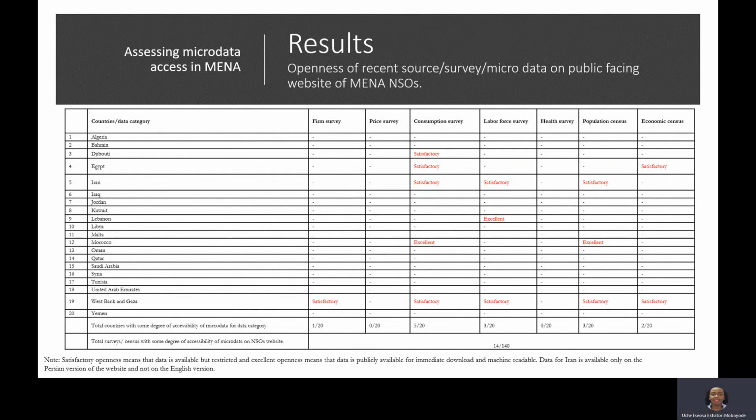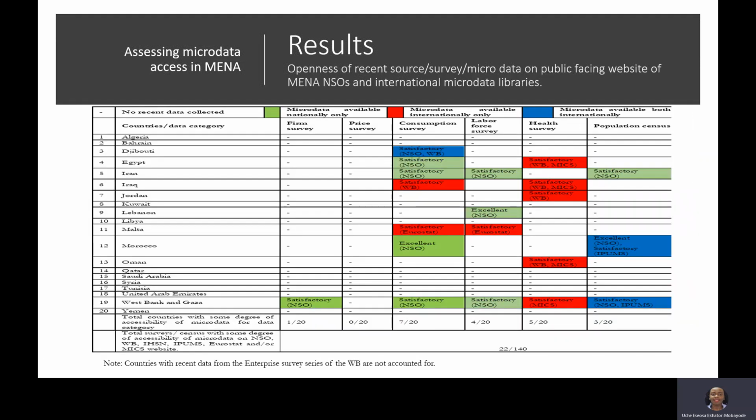So the finding here is that data is not collected as frequently as it should be. And when it's collected, it's even rarely made available. We acknowledge that NSOs' websites are not the only places where you can find microdata for a country, even though a data user who is interested in the data for a country should ideally find it on the NSO's website. However, there are instances where NSOs don't do that, because it's public knowledge that the data set should be available somewhere else.